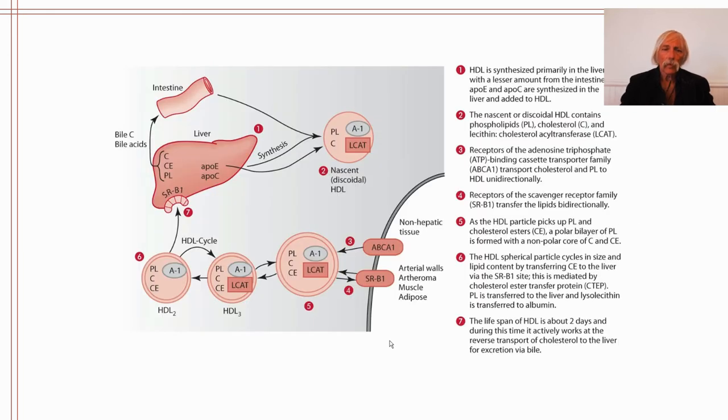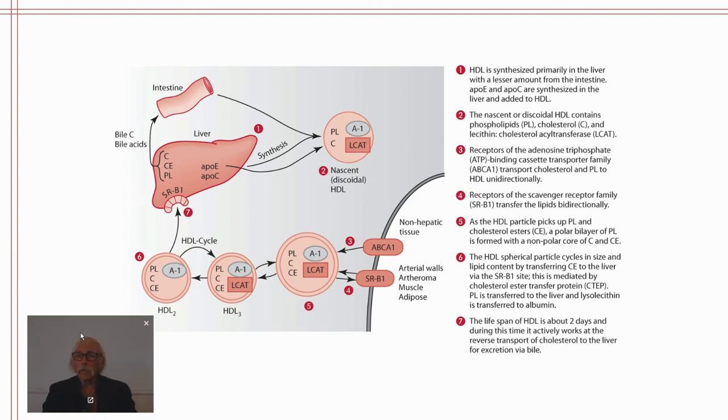Okay. Take a look at this. HDL is synthesized. Here's your HDL story now, okay? Primarily in the liver, with a lesser amount from the intestine, okay? There is some, maybe about 5%, maybe as much as 10%. So ApoE and ApoC are synthesized in the liver and added to the HDL fraction. That's the first thing that happens, shown here.